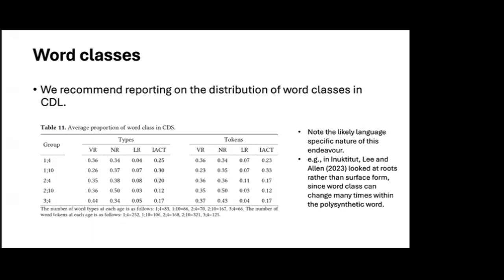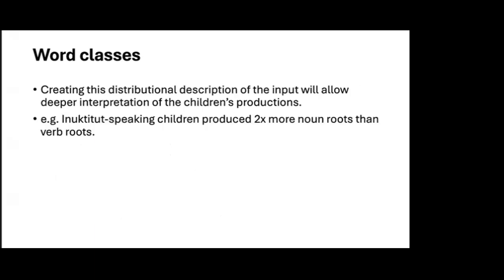So one would mount a hypothesis, I suppose, that if children are attending closely or following their input closely, and they didn't have a noun bias, then they might have an equal distribution of nouns and verbs in their productions. But actually, what they found in the Inuktitut sketch is that Inuktitut-speaking children produce 2 times more noun roots than verb roots during their acquisition, suggesting that there might be a noun bias in Inuktitut. This could be for many reasons. It could not just simply be because nouns are conceptually simple. It might have something also to do with the morphological complexity of nouns versus verbs in the language.